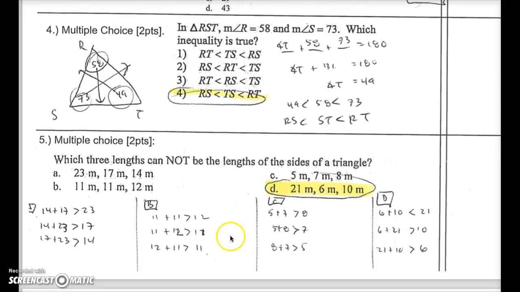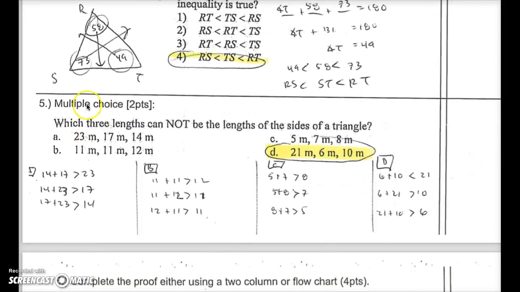Moving along, question number 5. Multiple choice, 2 points. Which 3 lengths cannot be the lengths of the sides of a triangle? So if you give me 4 choices, that means 3 of them are going to be a triangle and 1 is not forming a triangle. This is the activity we did in class with the noodles.